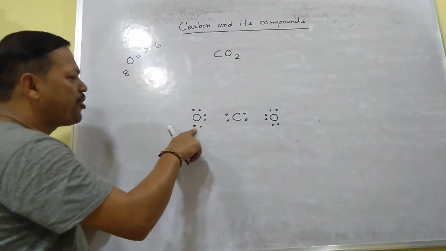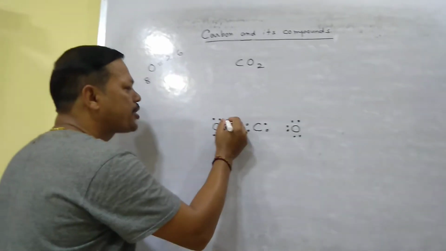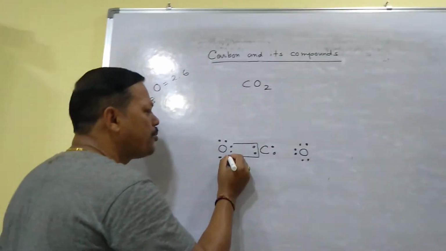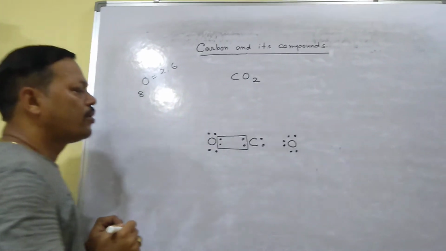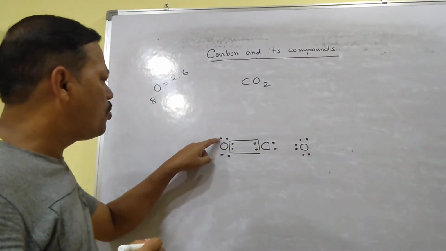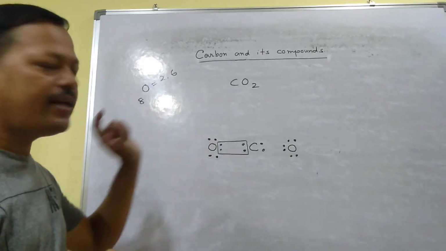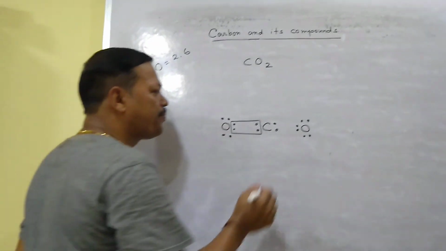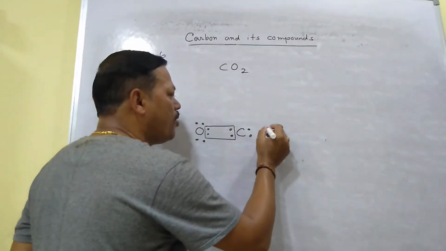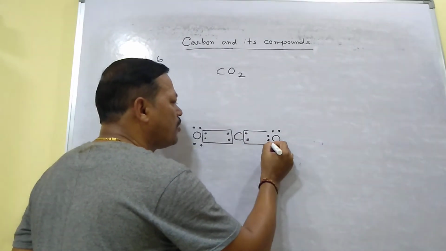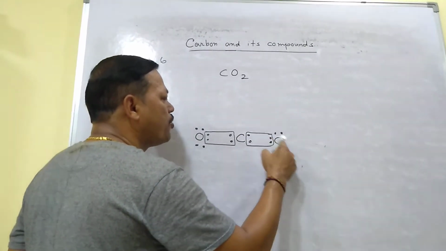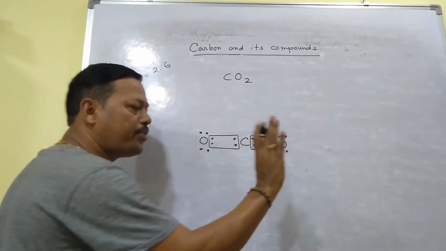So now oxygen contains 6. How much is required? 2. That's why it will take 2 electrons from carbon. Carbon will take 2 electrons from oxygen. So now 1, 2, 3, 4, 5, 6, 7, 8. Inside oxygen, 8 electrons. Octet satisfied. This oxygen also takes 2 electrons from this carbon. 1, 2, 3, 4, 5, 6, 7, 8. This oxygen also becomes octet.